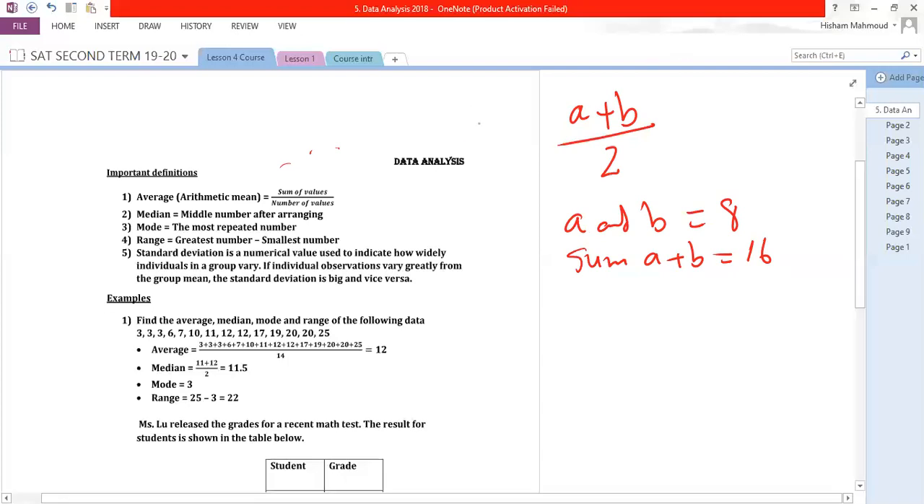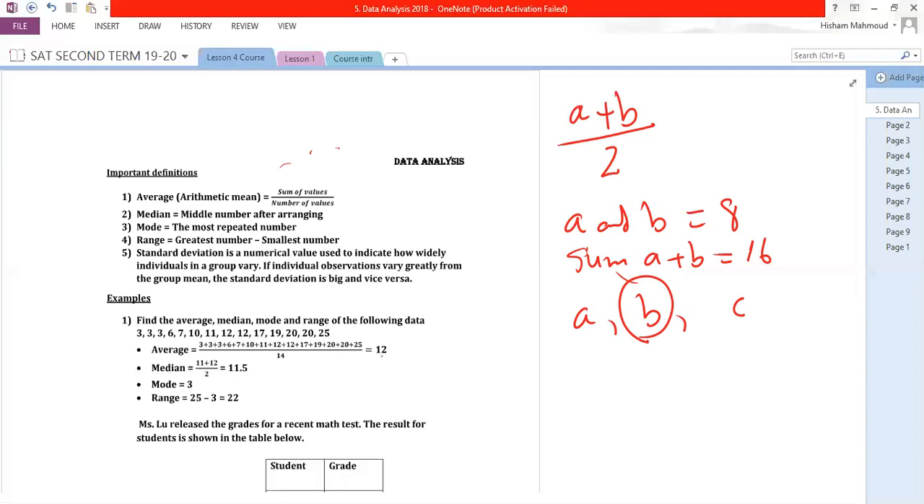Median is the value in the middle. For example, if I have three values A, B, and C, and I want to find the median, it's the value in the middle. But I should arrange first. If I didn't arrange, I can't find the median. Okay, this is if it's three values.